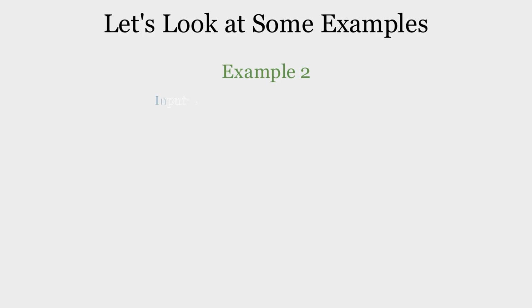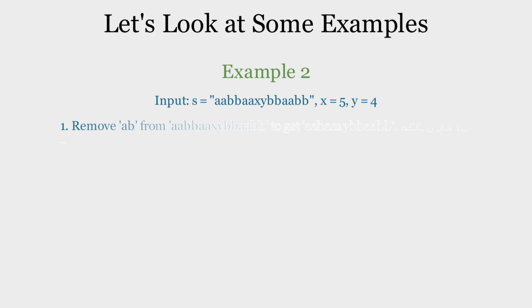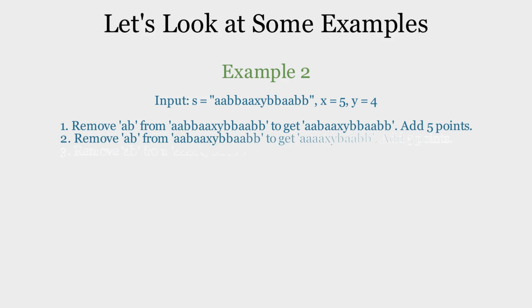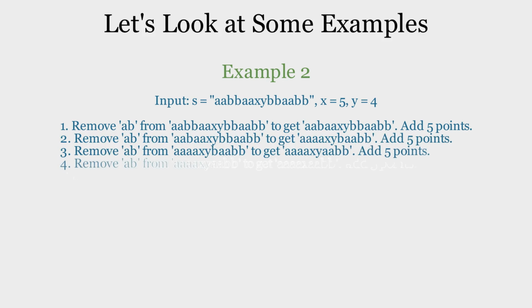In our second example, we have the string ababxibab with x equals 5 and y equals 4. In this example, we consistently remove ab because x is greater than y. We follow this strategy to get the maximum points. We remove ab 4 times, each time earning 5 points. The total score here is 20.